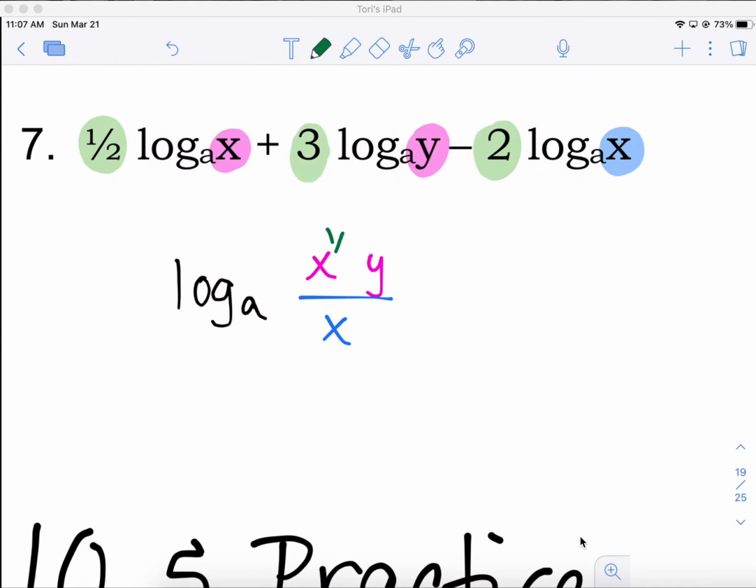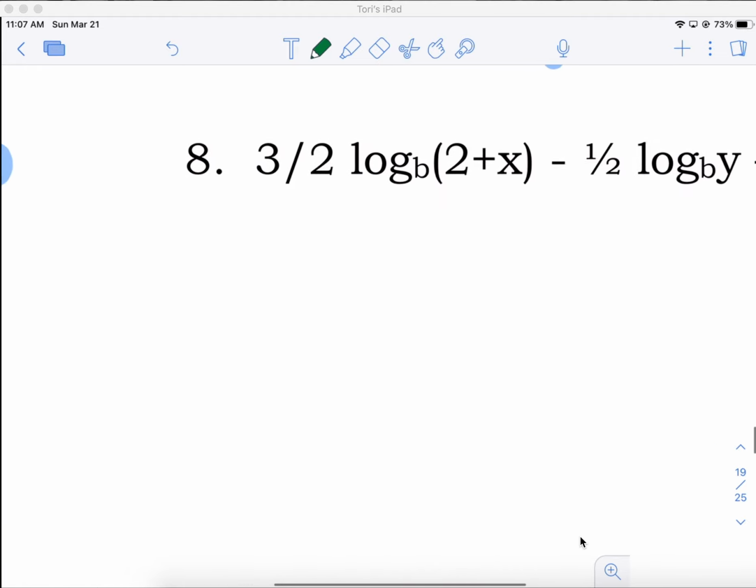And when you look at the exponents, you have to match them up. So the 1/2 goes with the x to start. The 3 goes on the y to start. And the 2 goes on the x at the bottom. Okay? This is a full final answer. If you wanted to wrap it in parentheses, you could. Don't have to. If you wanted to simplify the x's, you could. Don't have to. Okay? This is a final answer. Let's go ahead and look at the last problem.